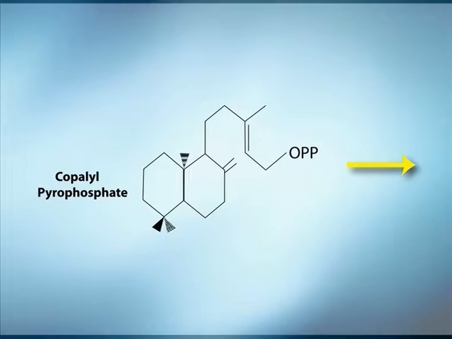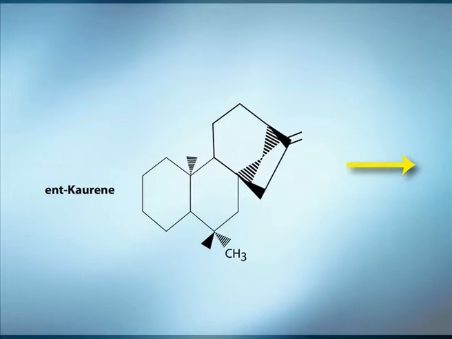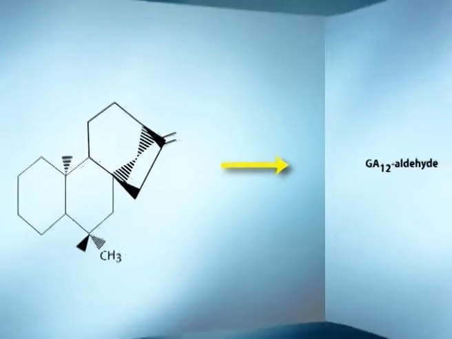This compound is then converted to copalyl pyrophosphate, which has 2 ring systems. Copalyl pyrophosphate is then converted to kaurene, which has 4 ring systems. Subsequent oxidation reveals kaurenol, kaurenal and kaurenoic acid respectively.